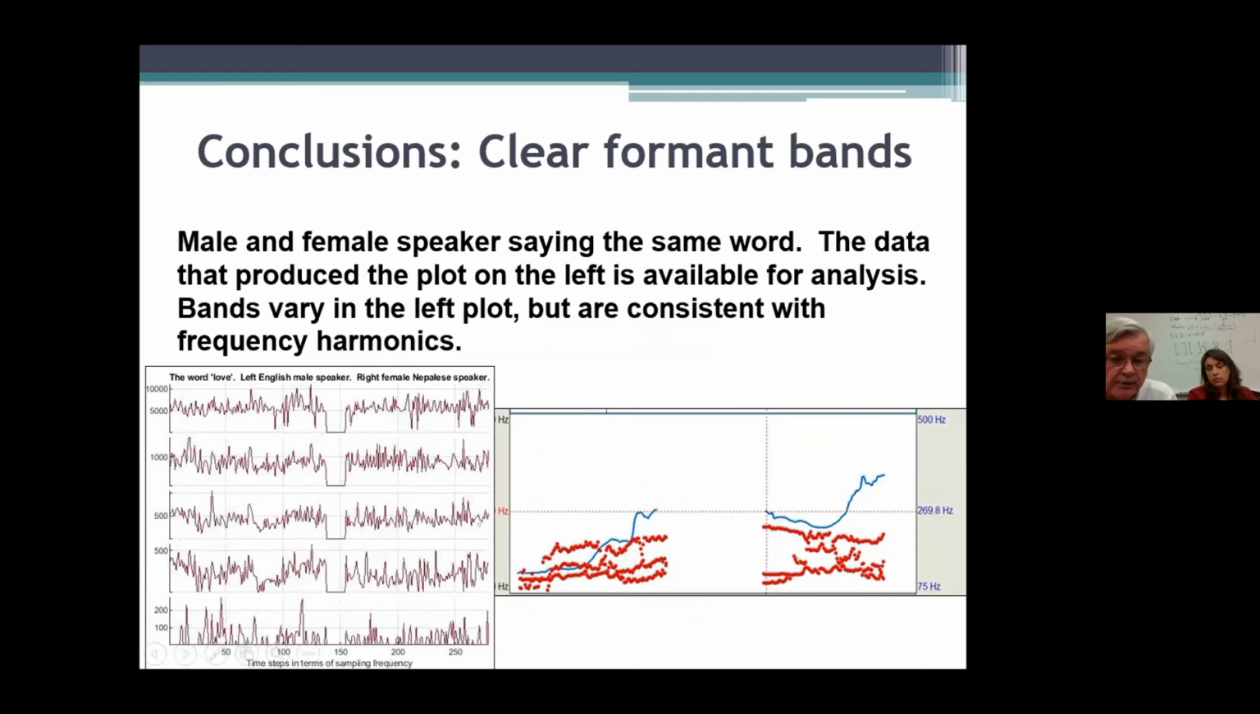And then here we have the female formants, and what we're arguing, of course, is that the data bands on the left are consistent with the harmonics and that the numbers are available for analysis. So it should be intuitively obvious that the pitch can't be above your formants. So our program can definitely handle female voices.